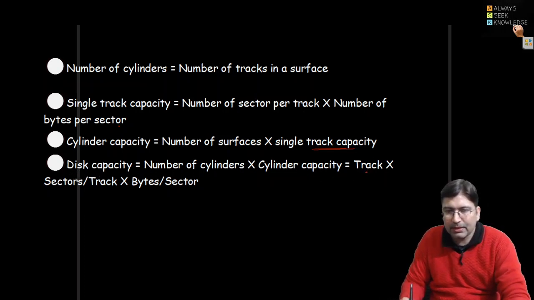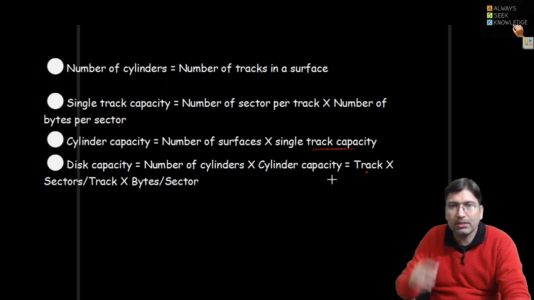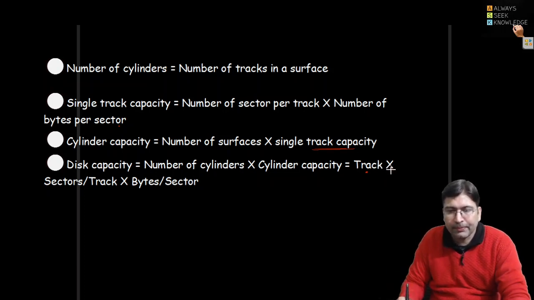So in short, if we want to find out the disk capacity, it is the total number of tracks on each and every platter multiplied by sectors per track, how many sectors are there per track, and what is the size of a sector in terms of bytes. So bytes per sector. When we multiply all these things, we can conclude the disk capacity.